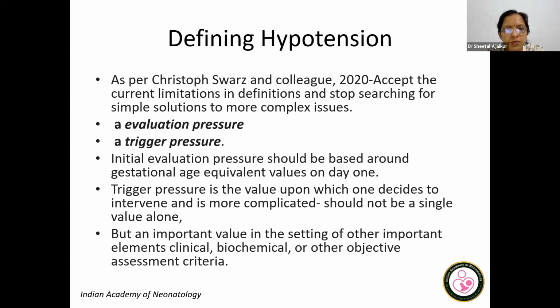As per Swartz and colleagues in 2020, we have to accept that there are current limitations in definition and stop looking for simple solutions to more complex issues. He has advised that there can be an evaluating pressure and a trigger pressure. The initial evaluation pressure should be based around the gestational age equivalent values on day one, and the trigger pressure is the value upon which one decides to intervene and is more complicated, and it should not be a single value alone. The BP cannot be the only single value, but it can be an important value in the setting of other important elements like clinical, biochemical, and other objective assessment criteria.